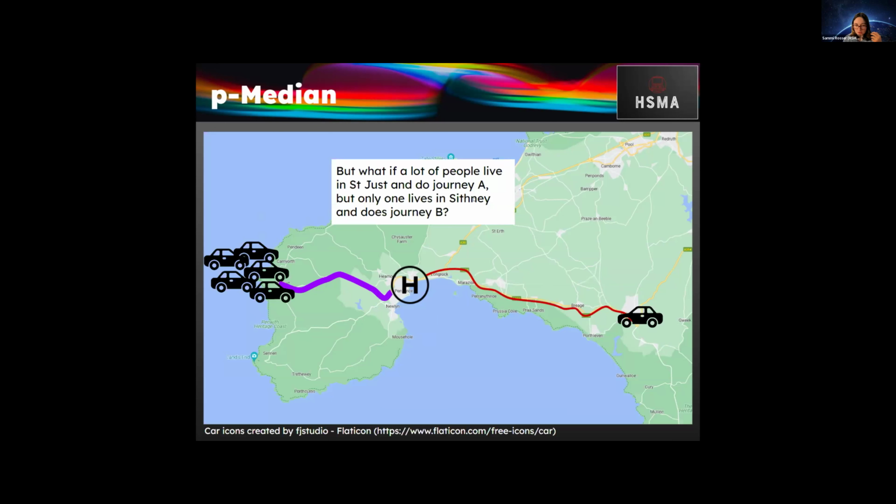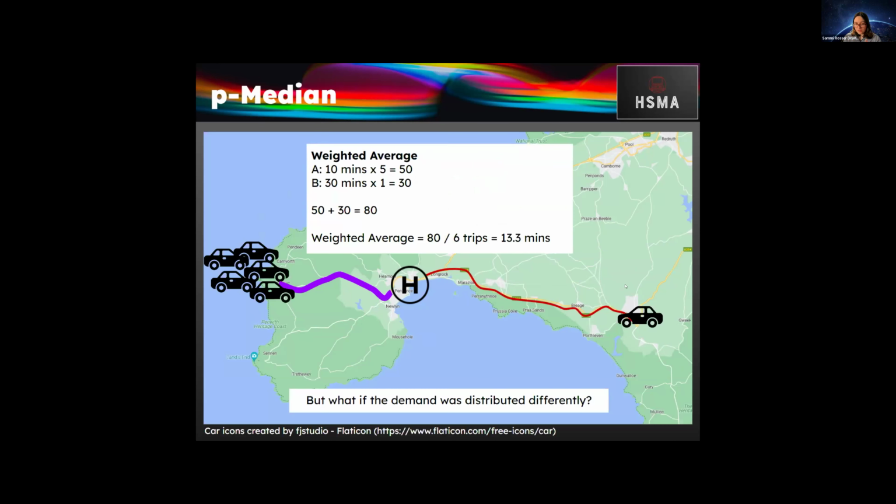But let's assume lots of people do live in St. Just and do journey A, and only one is living over in Sydney and doing journey B. Well, now we can start to weight the travel time. We've got 5 people over here doing this journey, so 10 minutes times 5 is 50. Over here, we've got the 30-minute journey, but only one person is doing it.